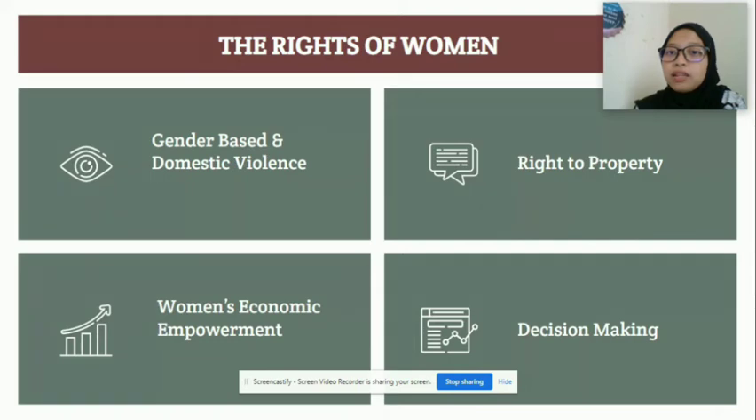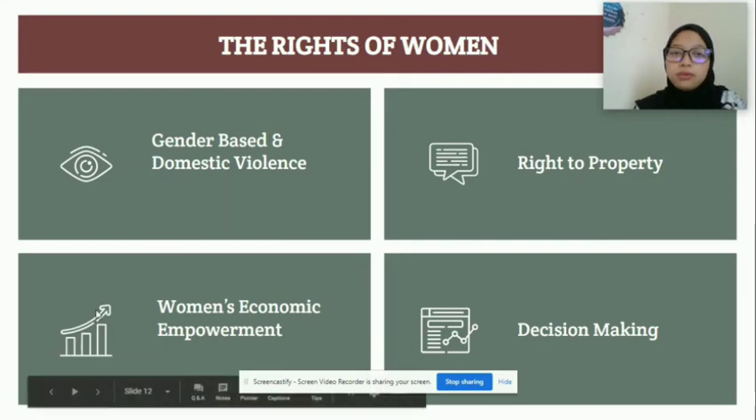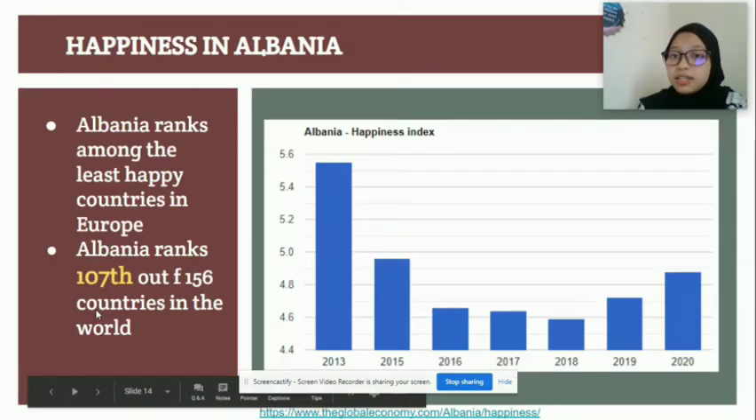Okay, so for Albanian women in decision making, there is low representation of women in the Albanian government, which allowed gender-based discrimination in education and employment to run rampant throughout the country. So with fewer women involved in decision making, girls have fewer protections, making something as necessary as education difficult to obtain. Okay, so that's for the rights of women, and we proceed with happiness in Albania.